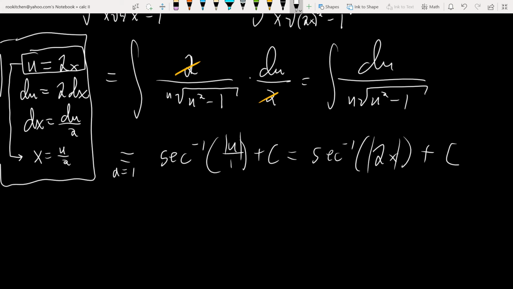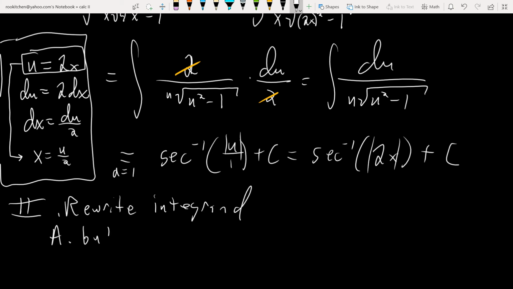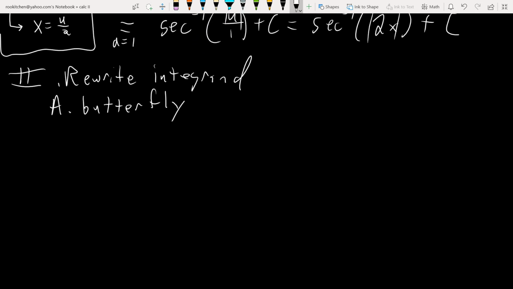Let's look at some other ones. So there's weird ones like number 22, where you're going to need to rewrite it by bifurcating it, right? So I'll just be rewriting the integrand. So just butterfly. So ways to rewrite your integral so it's clearly an inverse integral.